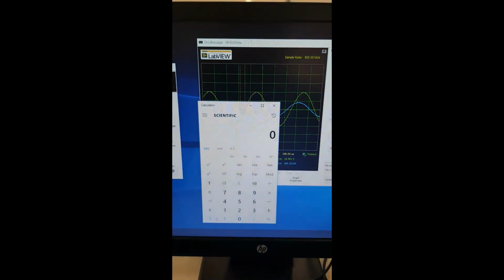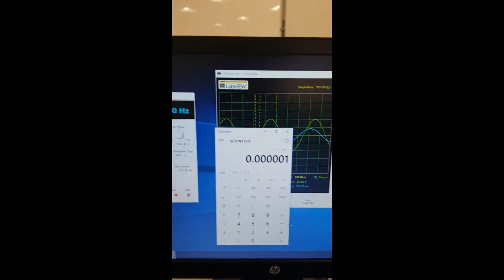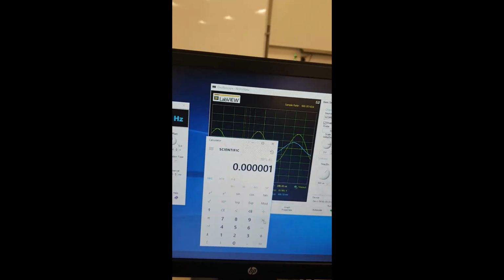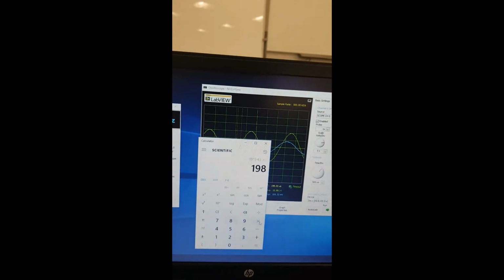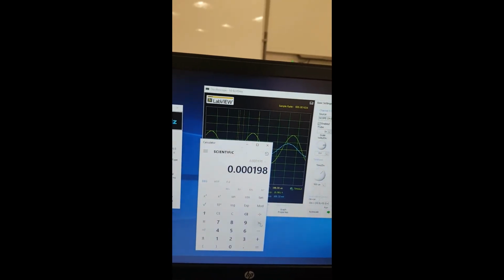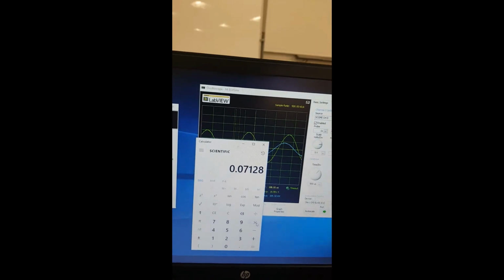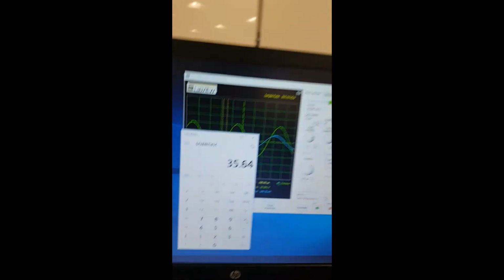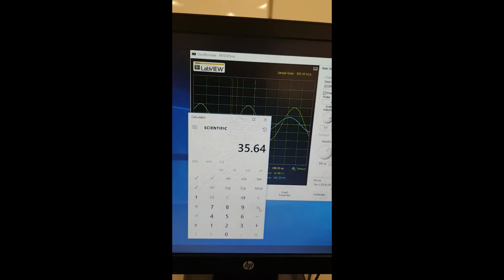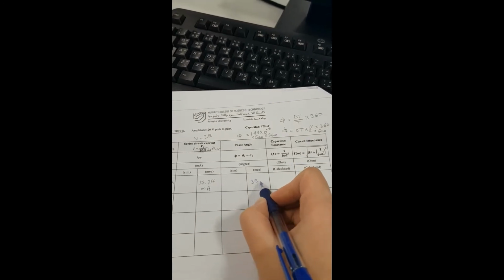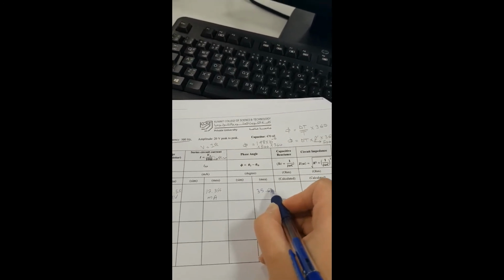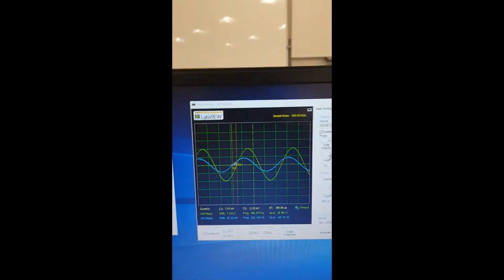I'll use the computer calculator. 10 to the power minus 6 times 198 times 360 times 500. So the phase shift is 35.64. I'll go here, phase shift 35.64. Now we need to know the sign of the phase angle.